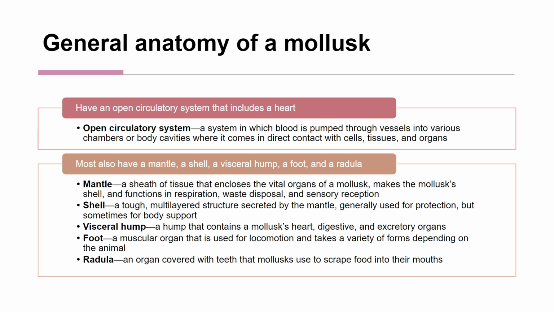They have other structures like a mantle, which helps hold on to vital organs of the mollusk, a shell, which is usually for protection, a visceral hump that contains a lot of vital organs like the heart and digestive system and the excretory organs, and the foot, which is going to be something that can be used for locomotion, but it depends on the animal. Something really interesting about mollusks are their radula, which is a scraping teeth-like structure, and is what mollusks use to scrape food into their mouths.